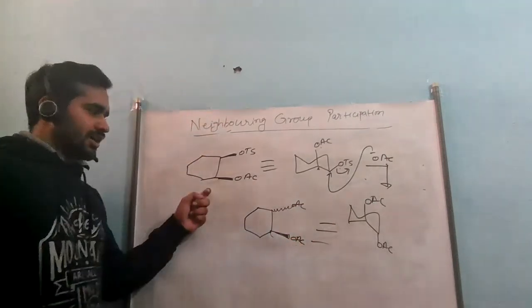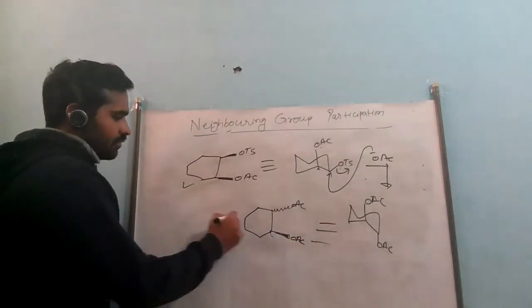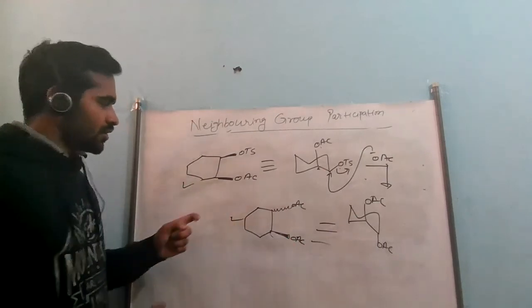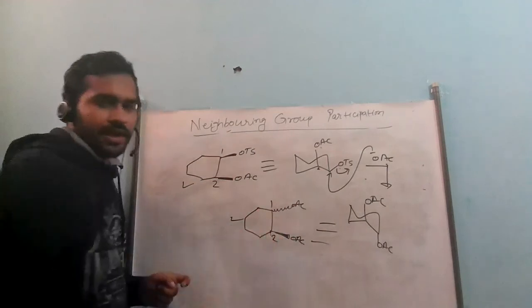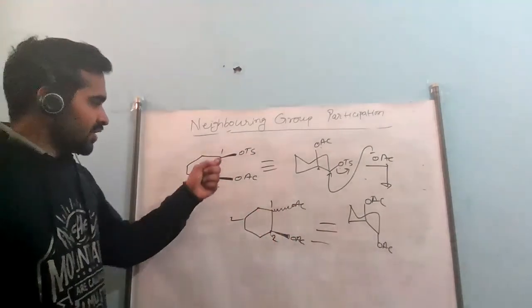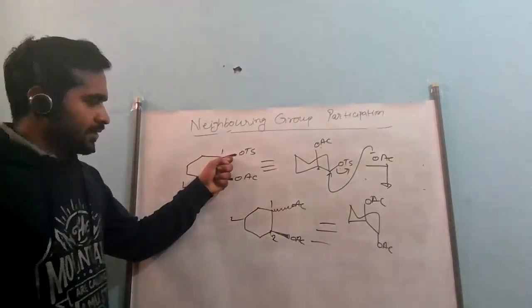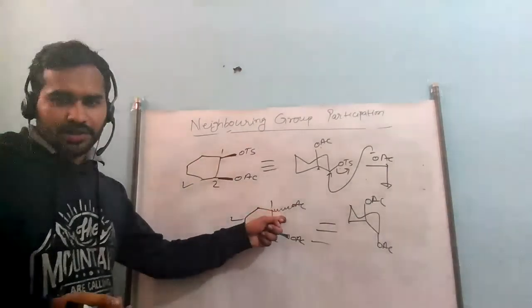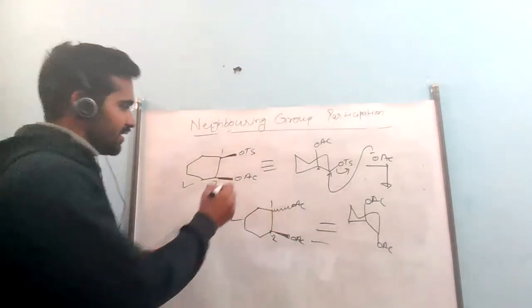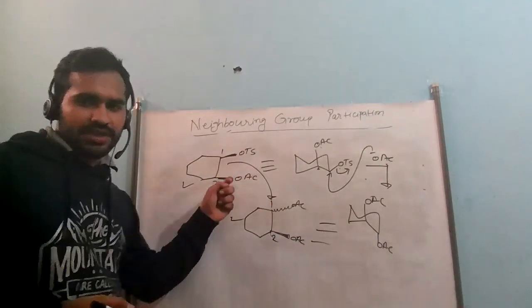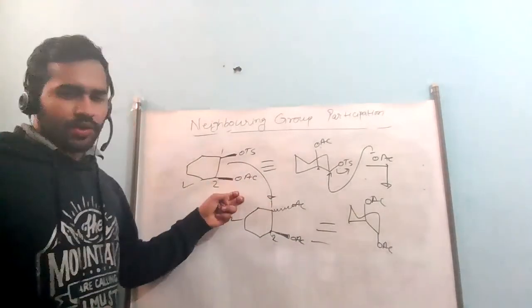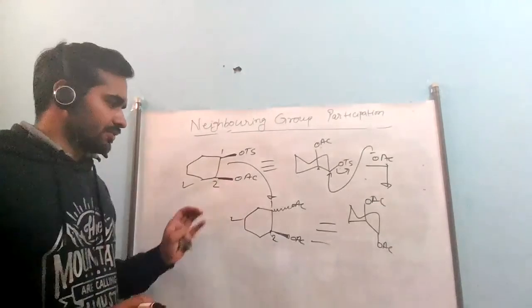So we can see here, we are moving from here to here. And this is position number 1, this is position number 2, this is position 1, and this is position number 2. Position number 1 stereochemistry is above the plane, and here position number 1 stereochemistry is below the plane. That is, there is a change in stereochemistry. So because of the change in stereochemistry, there is no neighboring group participation in this reaction.